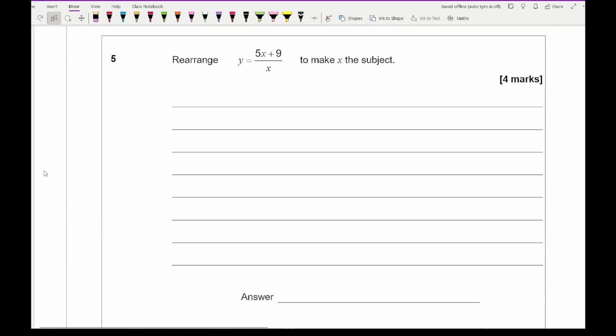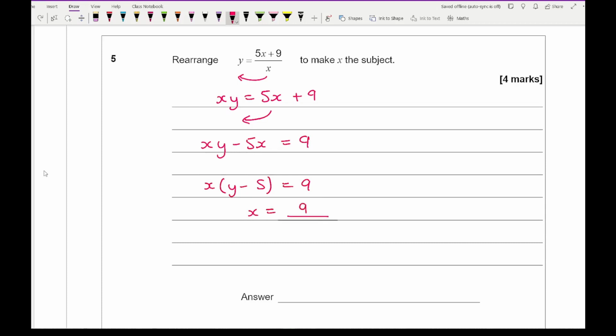Then moving on to question 5, it says rearrange y equals 5x plus 9 all divided by x to make x the subject. So again, first thing you want to do here is take the x over to the side, so you get rid of the fraction. Then I want to take the xy to the side. I'm going to do it this way, so I'm going to take that over to the other side. And then I want to factorize, and then get rid of the bracket. So my final answer is going to look like x equals 9 divided by y minus 5.